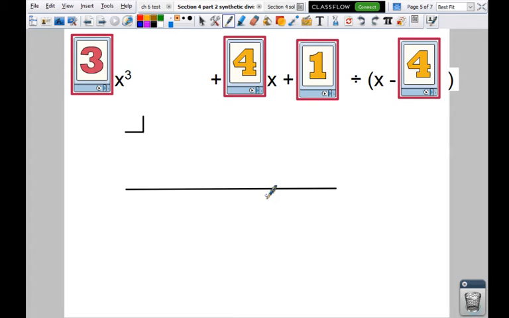I am going to start you guys off. So when I look at this, I have 3x to the third, and then plus 4x, and then plus 1. Do I have an x squared in here? No.